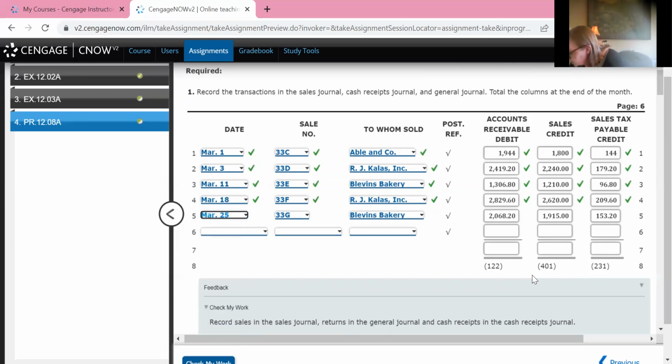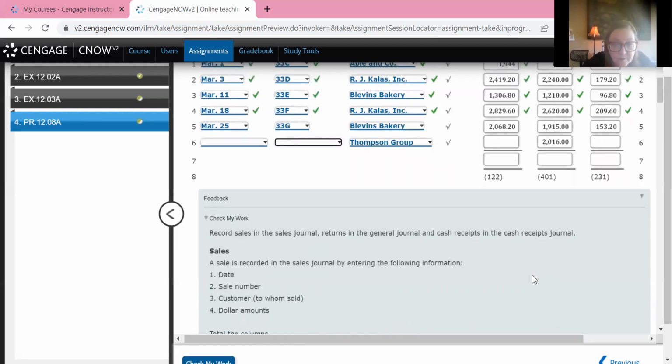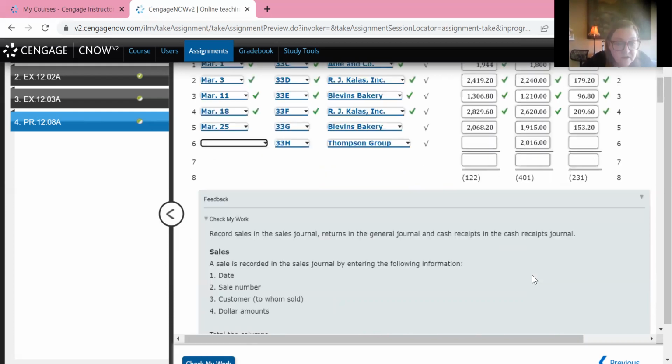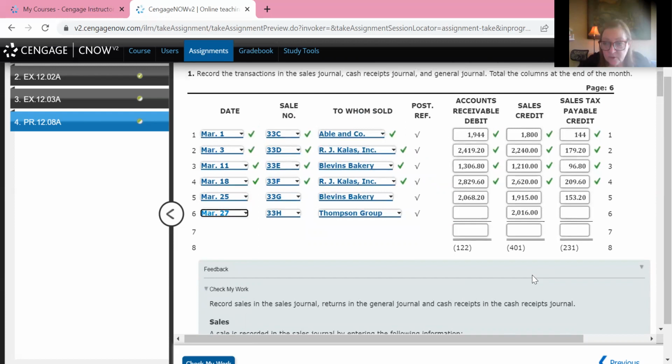Okay. Then another transaction that's also sales journal, the Thompson Group sale, is for 2016. Thompson. And it was transaction number 33H. And it happened on the 27th. And so now we need to multiply our sale times the 8%. And we get $161.28. Add that to our sales price, and that gives us the amount the receivable just went up by, $2,177.28. That's how much we're debiting through the receivable account.